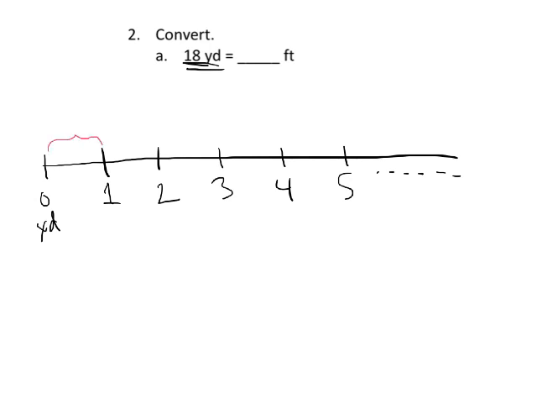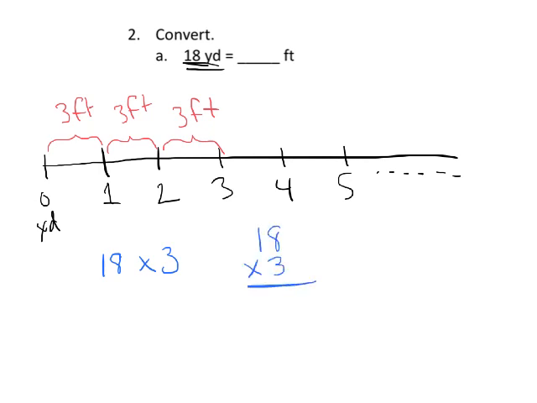So from here to here is 3 feet. From here to here is 3 feet. From here to here is 3 feet, etc. So for every yard, there's 3 feet. So if I have 18 yards, that means I'm going to multiply by 3 feet because each yard has 3 feet. So 18 times 3. 3 times 8 is 24. 3 times 1 is 3, plus 2 is 5. So that means there's going to be 54 feet in 18 yards.